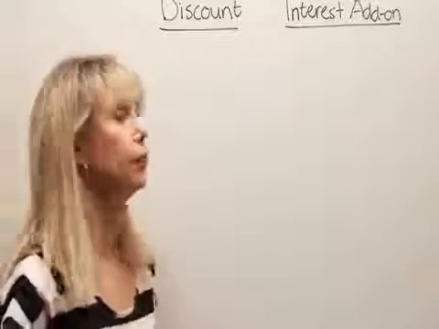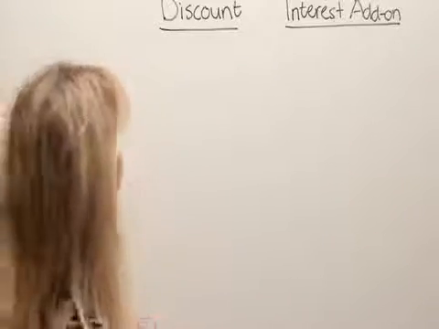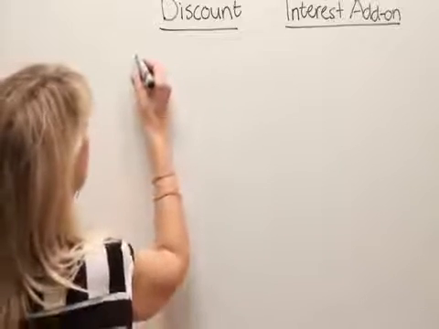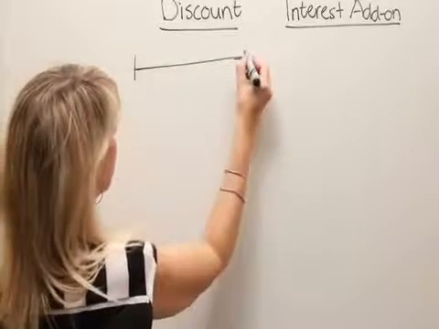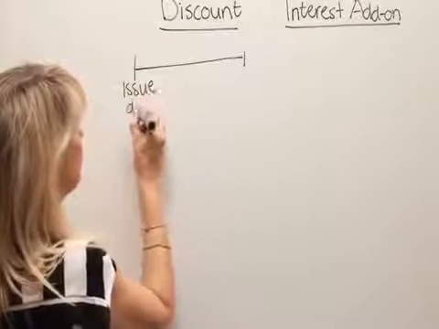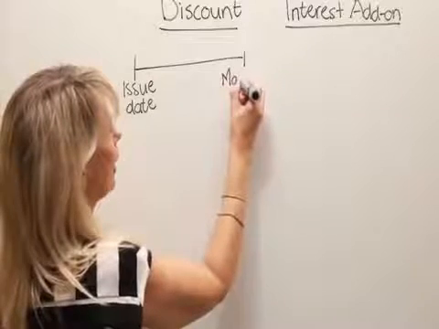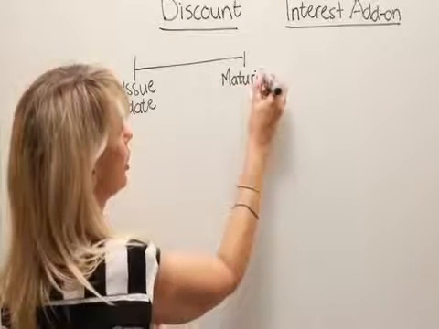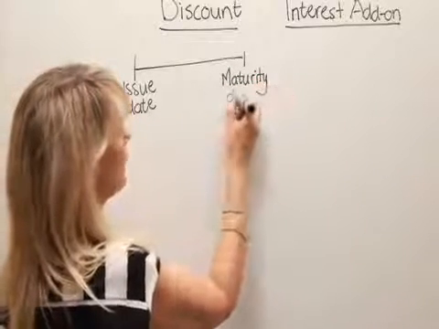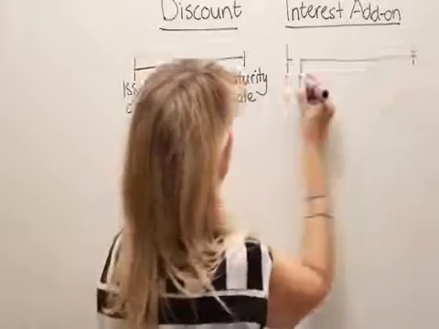Now as we've said, both of these are money market instruments, so they are short-term instruments. Both of them will be issued at a certain value, so there will be an issue date, and there will be a certain date at which it will mature, and we call that the maturity date. So that's going to apply to both of them.